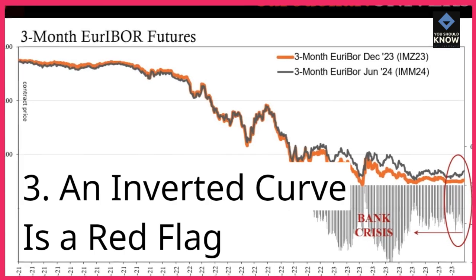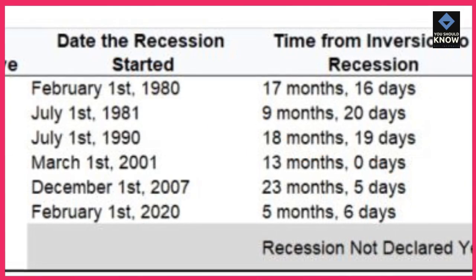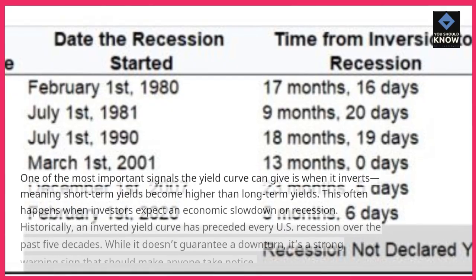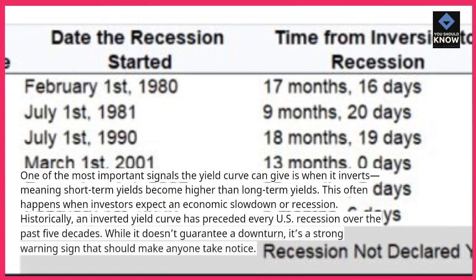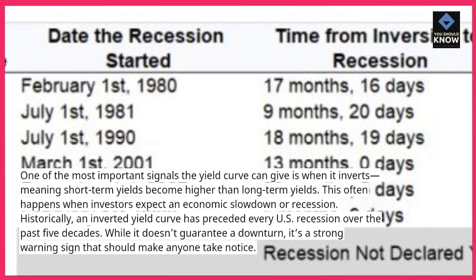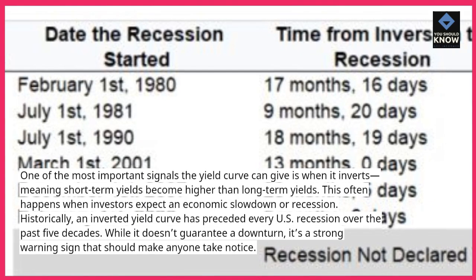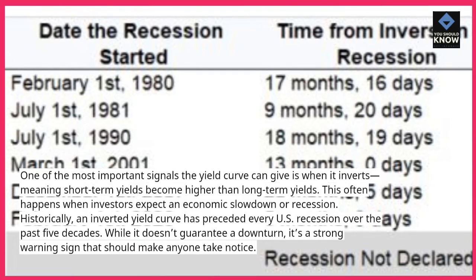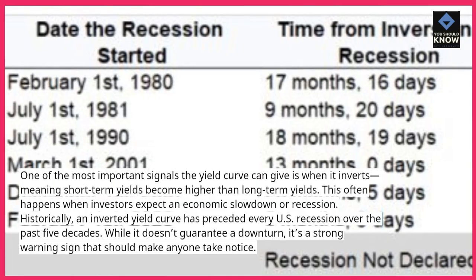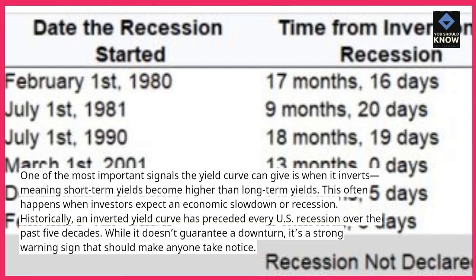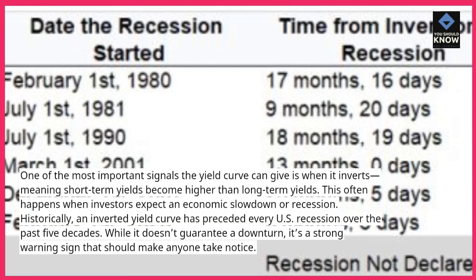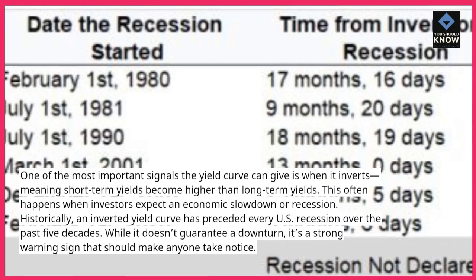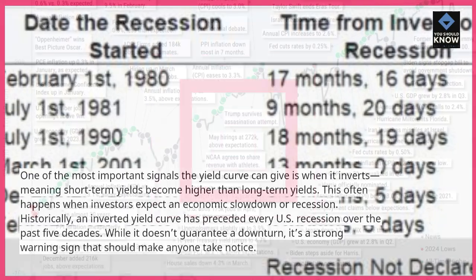3. An inverted curve is a red flag. One of the most important signals the yield curve can give is when it inverts, meaning short-term yields become higher than long-term yields. This often happens when investors expect an economic slowdown or recession. Historically, an inverted yield curve has preceded every U.S. recession over the past 5 decades. While it doesn't guarantee a downturn, it's a strong warning sign that should make anyone take notice.